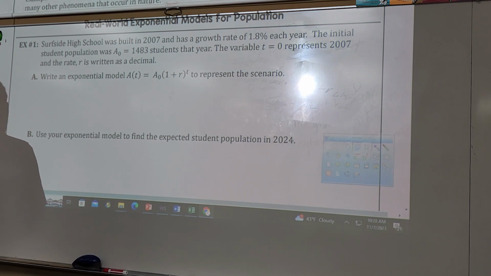Honestly, exponentials I like because they relate to the real world way more than anything else you've ever learned so far. So let's just do it. Best way to do this is just do some examples.